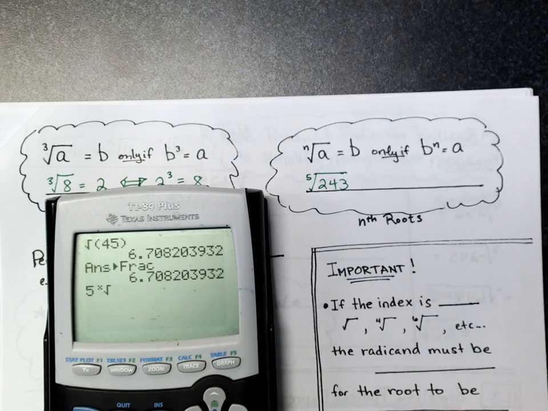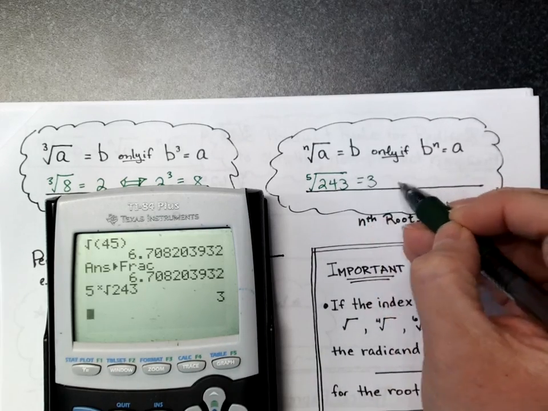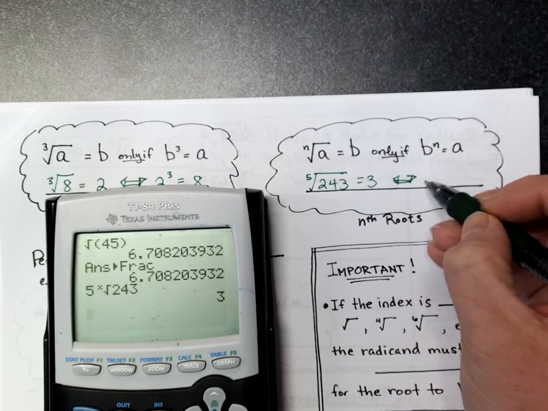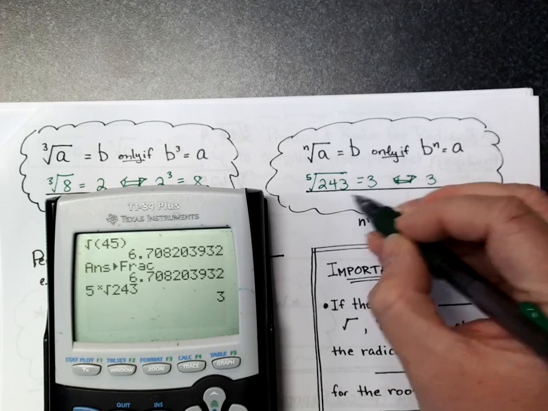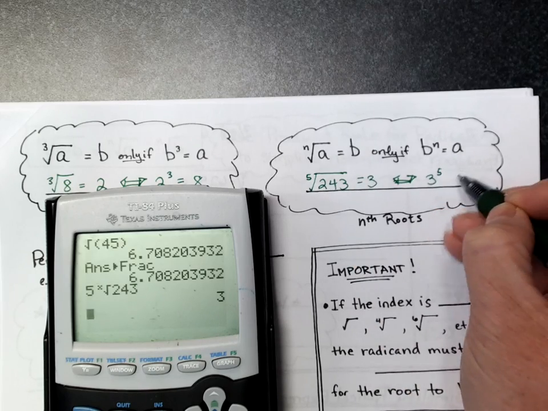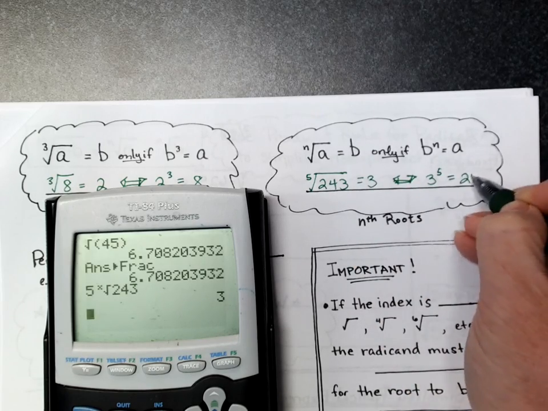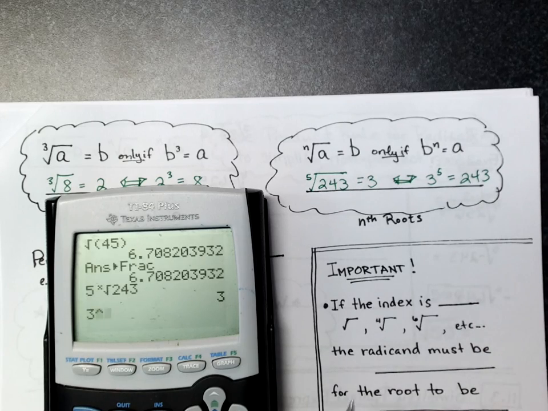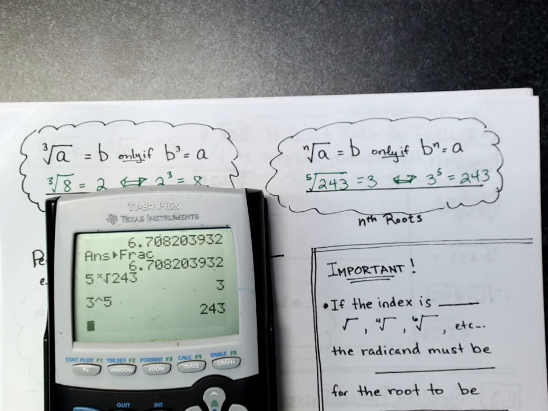There's no parentheses. So 243, don't hit the parenthesis automatically, I always do that, and just push enter, and we get 3. Because that's true if and only if 3, our b, to the nth root, our index of 5, so to the 5th power, is equal to our radicand of 243. And yes, 3 raised to the 5th power is 243. They reverse each other.